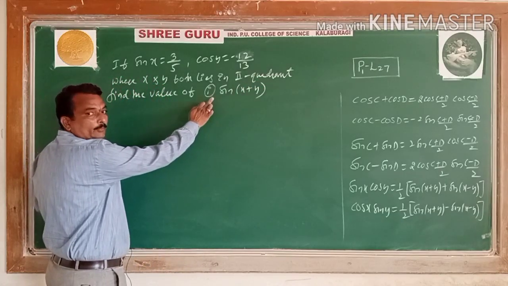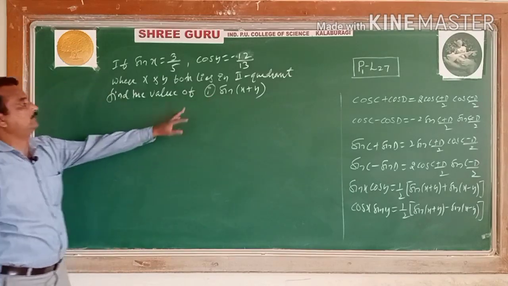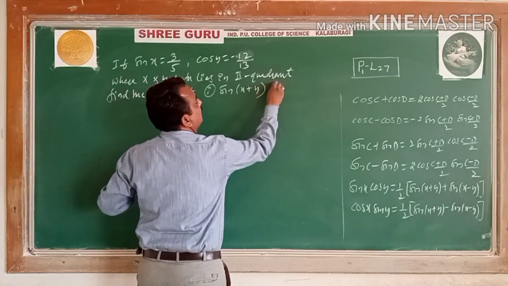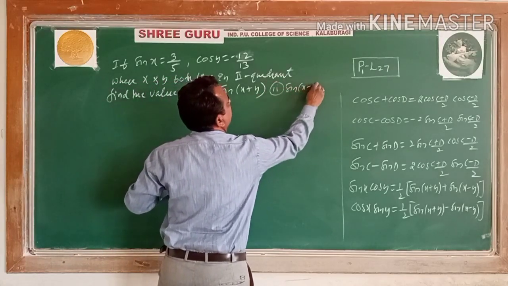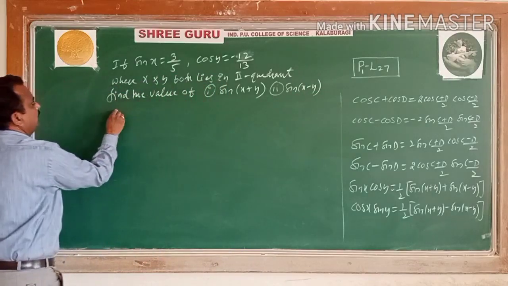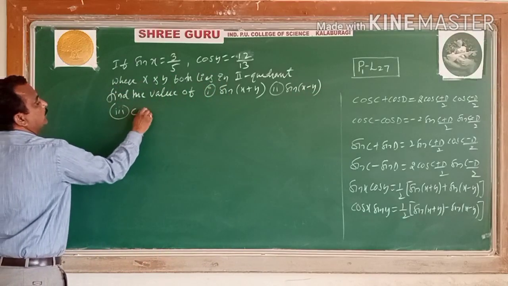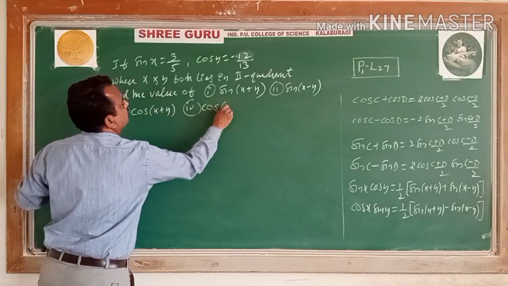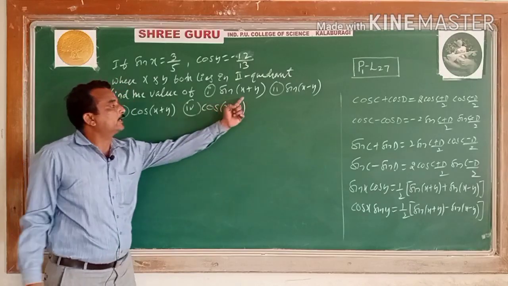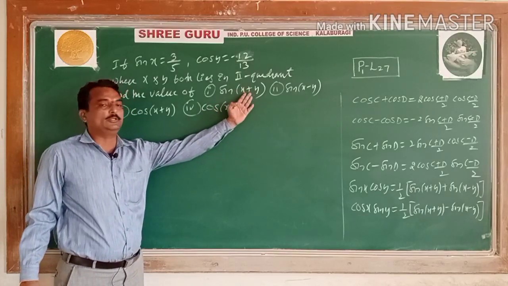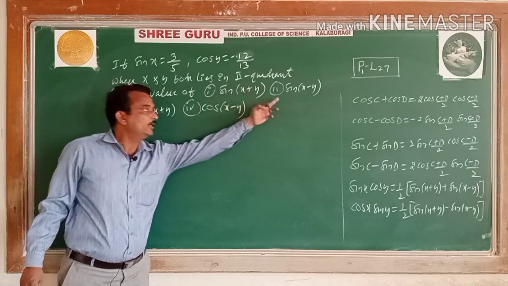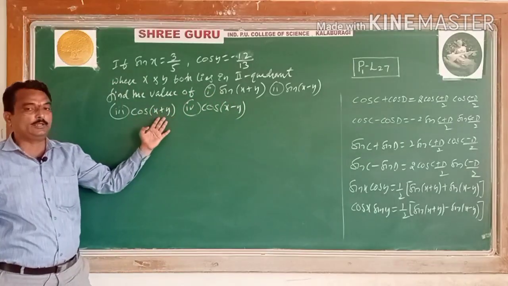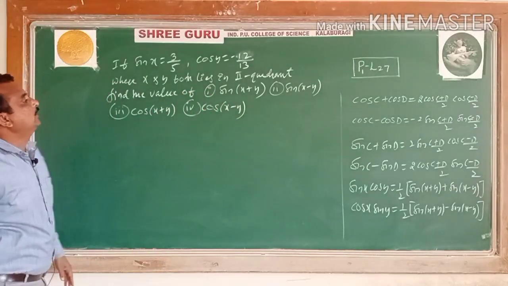According to the NCERT syllabus, in the textbook he asked only sin of x plus y. Here I am giving all: sin of x minus y also. Let us calculate sin of x minus y, cos of x plus y and cos of x minus y. But in the textbook he has given only sin of x plus y. Here I have given sin of x minus y also, and cos of x plus y, cos of x minus y also.